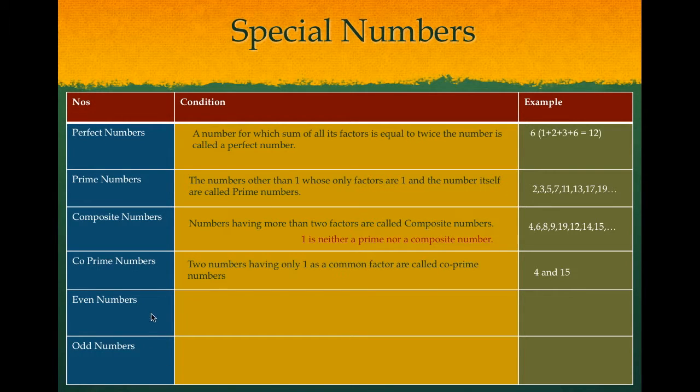And then we have even numbers and odd numbers. Even numbers are the numbers divisible by 2 and odd numbers are the numbers which are not divisible by 2. So keep these special numbers in mind.